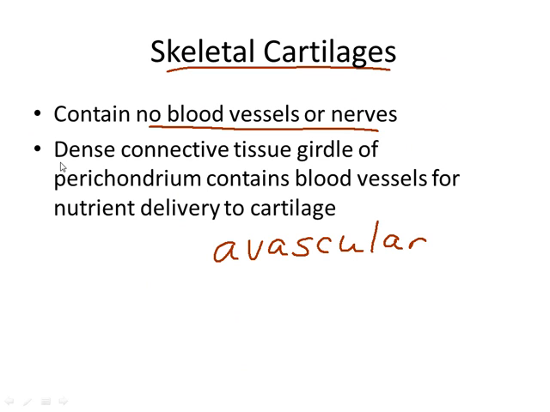It's a type of dense connective tissue, okay? And it has a layer of what's called the perichondrium, and that does contain blood vessels so that you can get those nutrients to the cartilages. So there are blood vessels around it, just not inside the cartilage. So it can get some supply, but it's not very good.